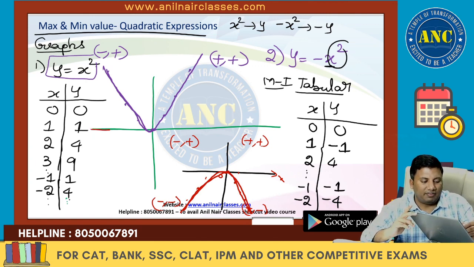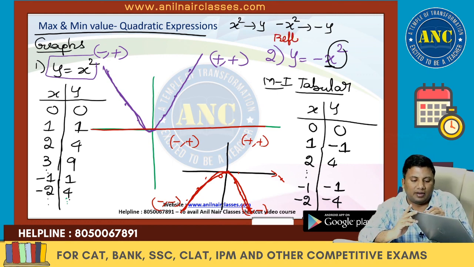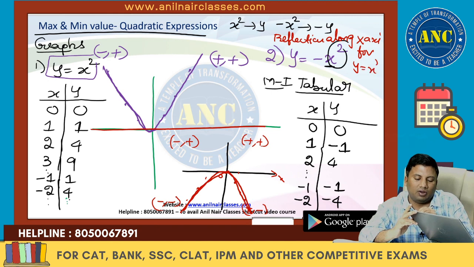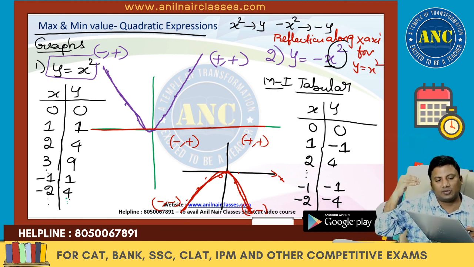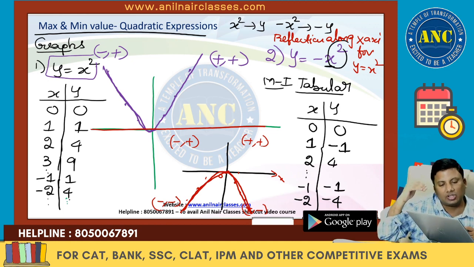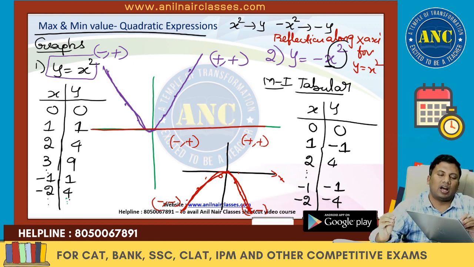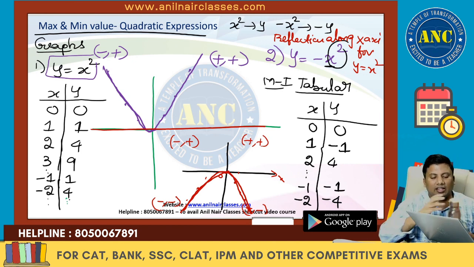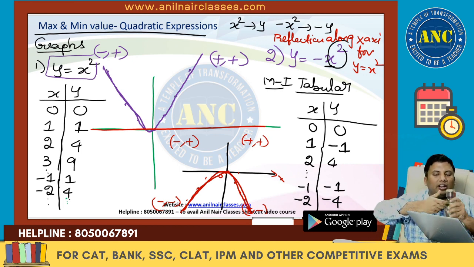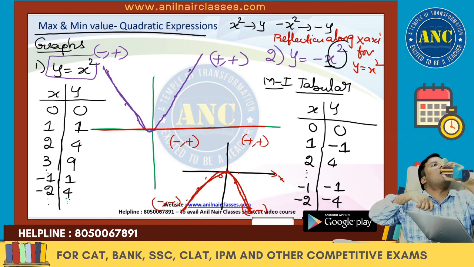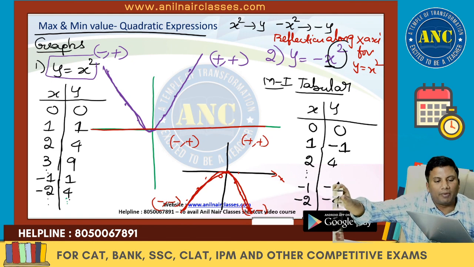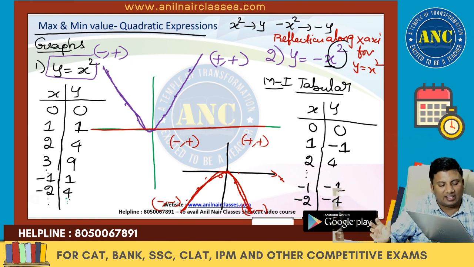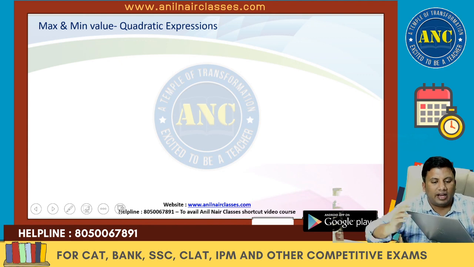Now if you see, if I consider this as the x-axis, this is the reflection along the x-axis for y equivalent to x square. Are you all with me? Reflection along the x-axis means y becomes minus y. X square became minus y. This is the graph for y equivalent to x square, and the next one is the graph for y equivalent to minus x square. I hope the idea is clear.